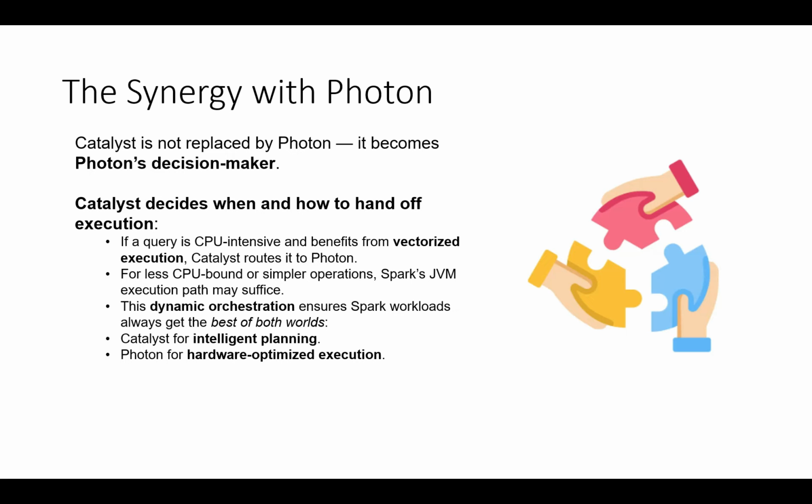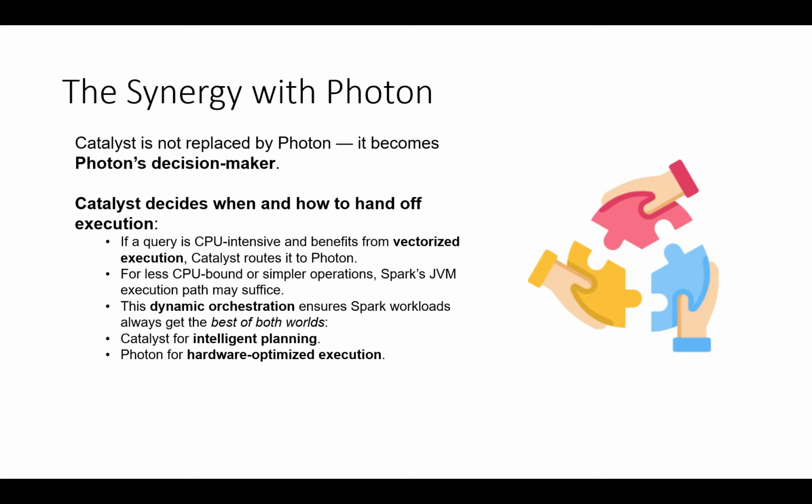Where there is less CPU intensive work or a simpler operation, then the Spark JVM execution path should be sufficient. So this kind of decision making has to be done in conjunction between Catalyst and Photon. They are doing it amongst themselves. This dynamic orchestration will ensure that Spark workloads are always getting the best of both worlds. Catalyst can do very good intelligent planning, Photon can do hardware optimized execution.